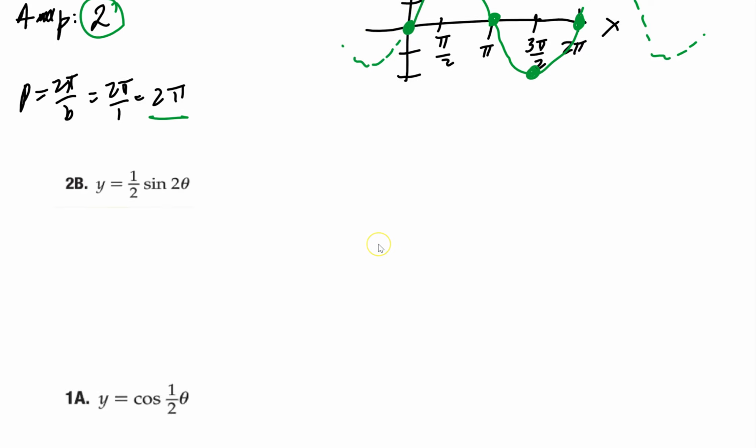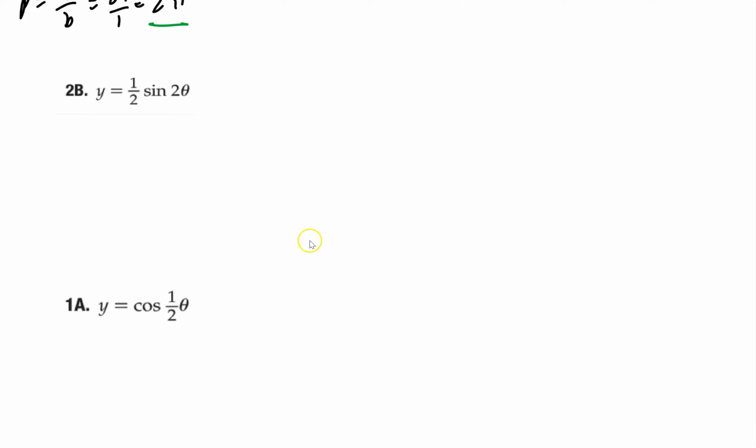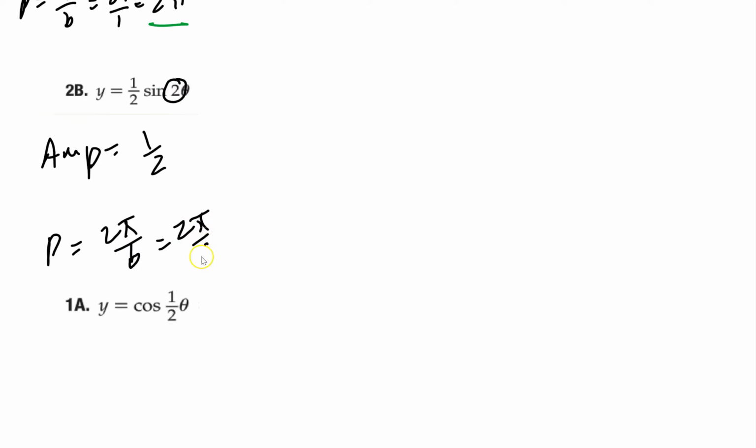Let's look at another couple of them. This one right here, right? Same idea. Let's find the amp. 1/2. Let's find the period. 2 pi over b. In this case, I do have a b. It's 2. So 2 pi over 2. So pi.